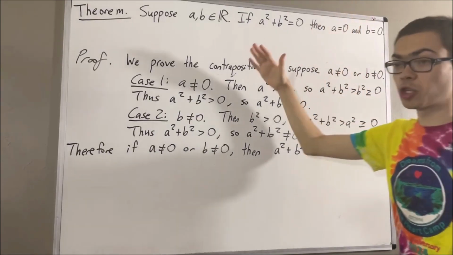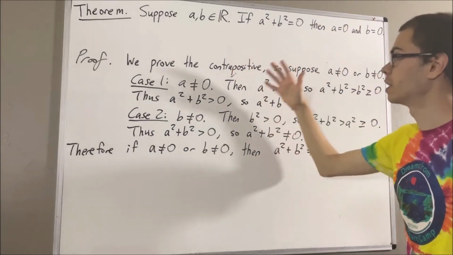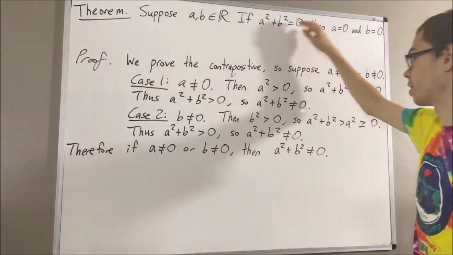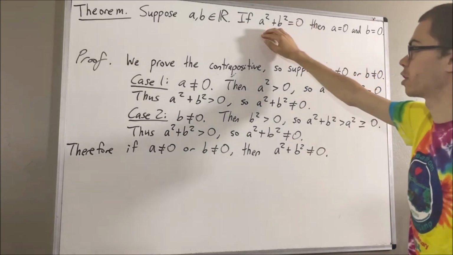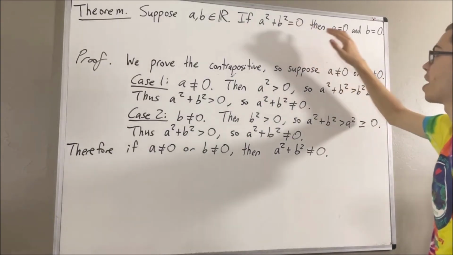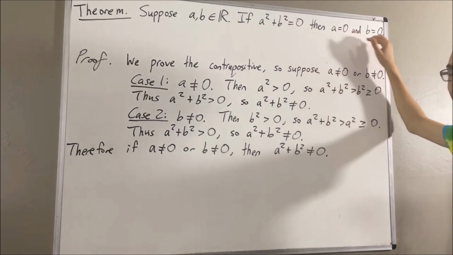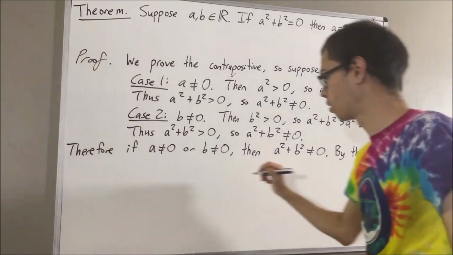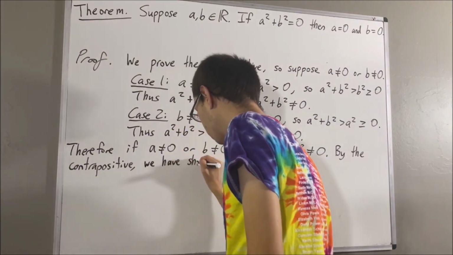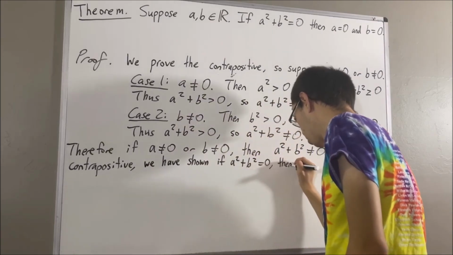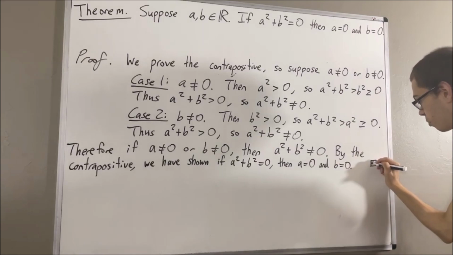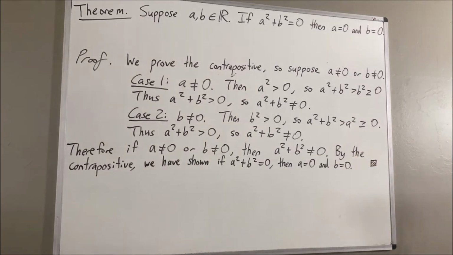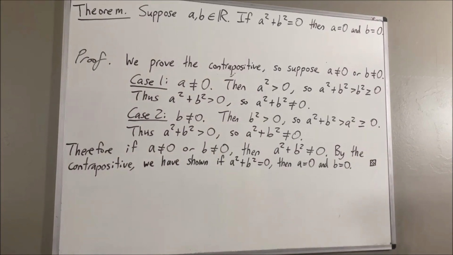And the contrapositive tells us that that is equivalent to proving if this is true, then this is true. So we have proven if a squared plus b squared is equal to 0, then a is equal to 0 and b is equal to 0. And so this completes the proof. And so yeah, that's pretty much it for this video.